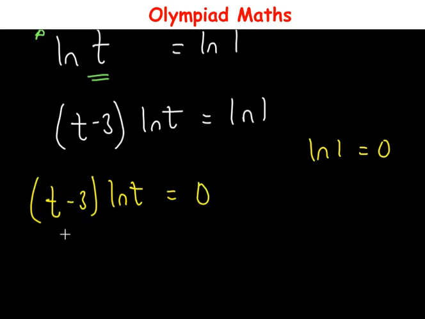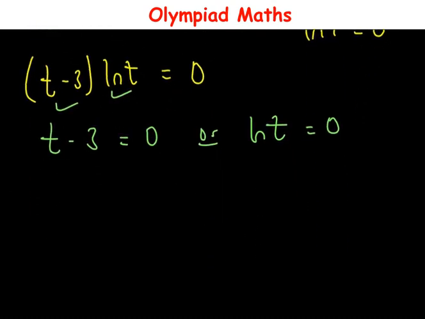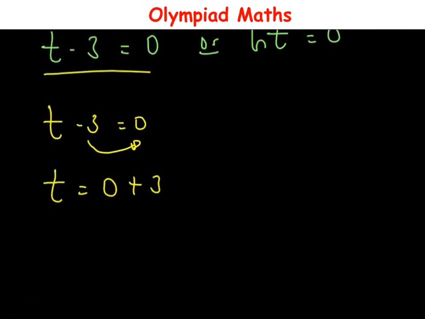Then at this junction, we can equate this to 0 or equate this to 0. So we have t minus 3 is equal to 0, or ln t is equal to 0. So for this first equation, t minus 3 equals 0, move minus 3 over to this side. The value of t is equal to 0 plus 3, such that the value of t is 3. And this was the initial value of t that we got initially.